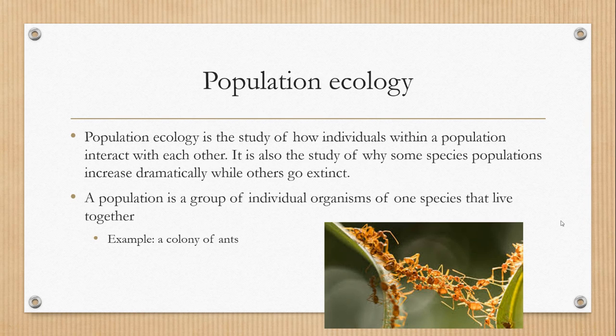And if you're still sitting there like, what the heck is she still talking about? A population is just a group of individual organisms of one species that happen to live together. For example, a colony of ants. If you look at an ant hill and you see a bunch of ants, that is a population. Or even the human population. There's almost 8 billion of us at this point. Or, I don't know, a population of squirrels that lives in your neighborhood. These are all populations.